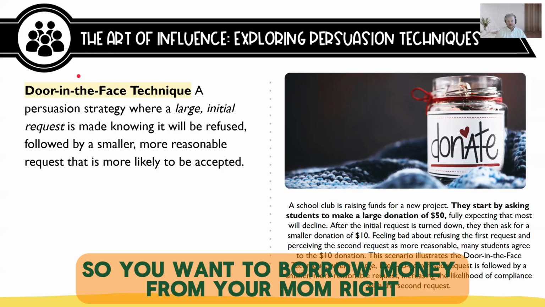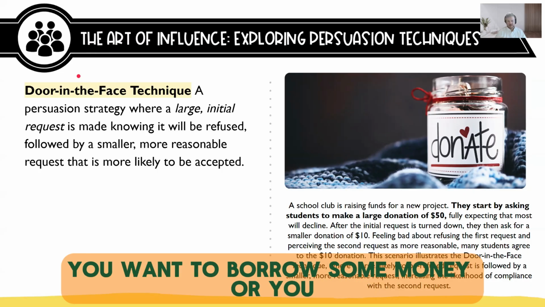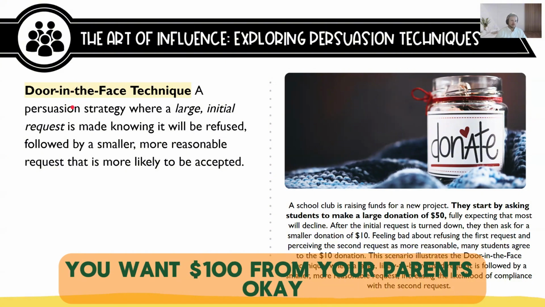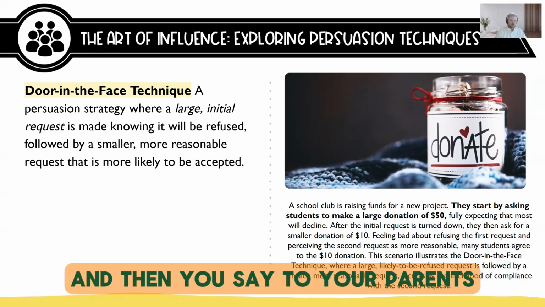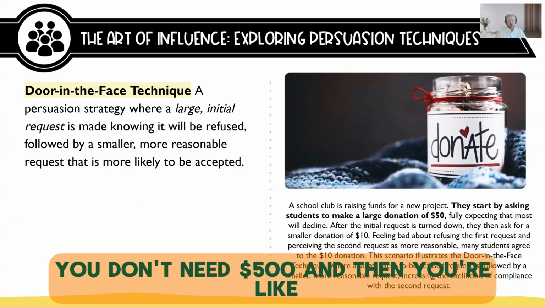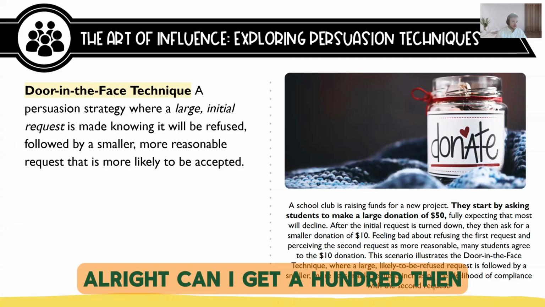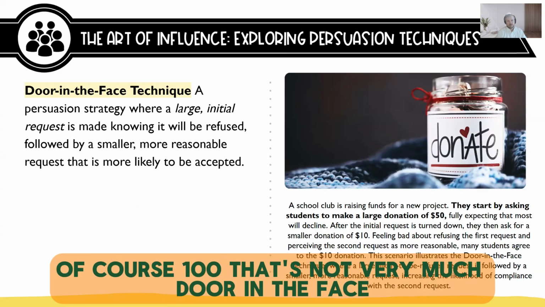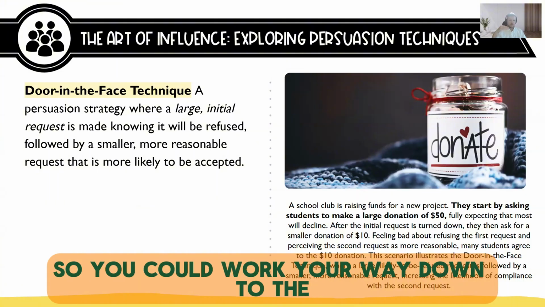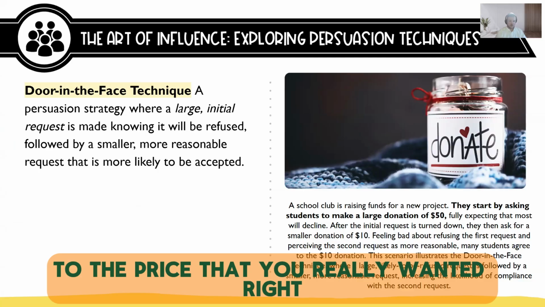So you want to borrow money from your mom, right? You need money from your parents. You want $100 from your parents, okay? And then you say to your parents, "Mom, can I borrow $500?" And your mom's like, "No, that's ridiculous. You don't need $500." And then you're like, "All right, can I get 100 then?" And then your mom's like, "Yeah, of course. 100, that's not very much." Door in the face, right? You started with something ridiculous so you could work your way down to the price that you really wanted, right?